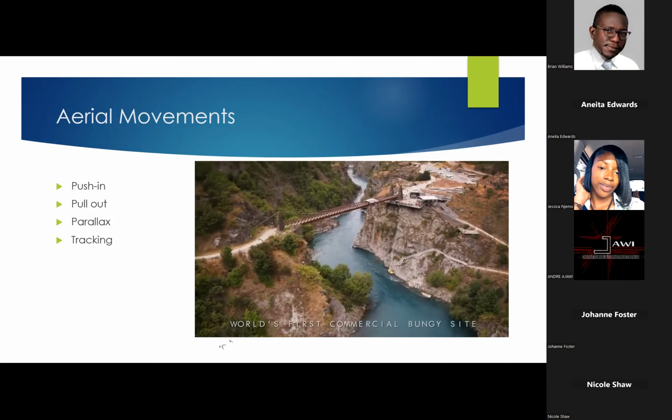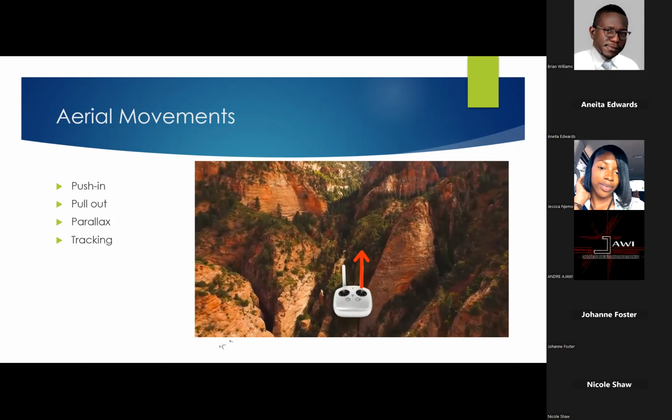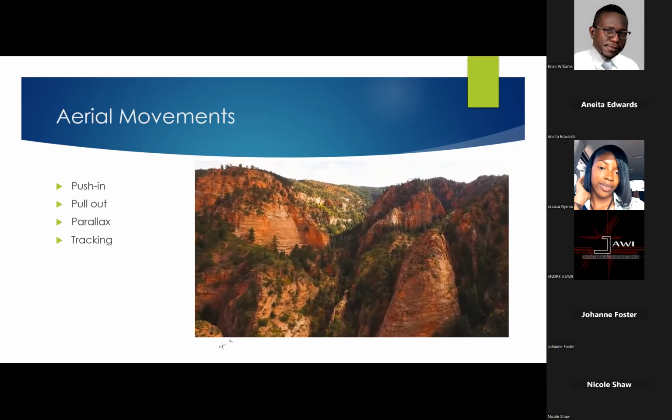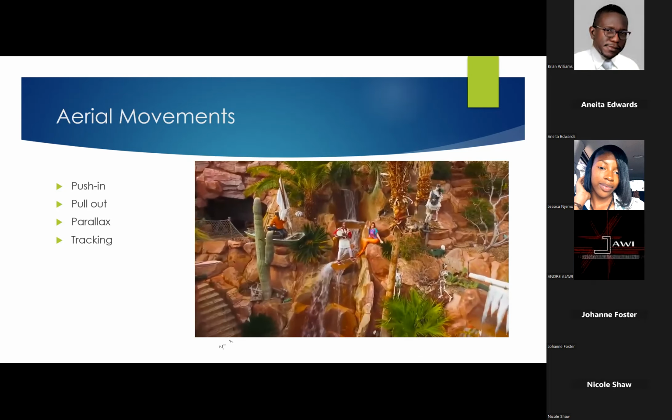Other things you can do to make your push-ins more interesting is having the camera operator slowly tilt up as the drone pushes in. I like to use this move when I want to reveal something, so I'll start with the camera down and I'll slowly bring it up to reveal my subject.